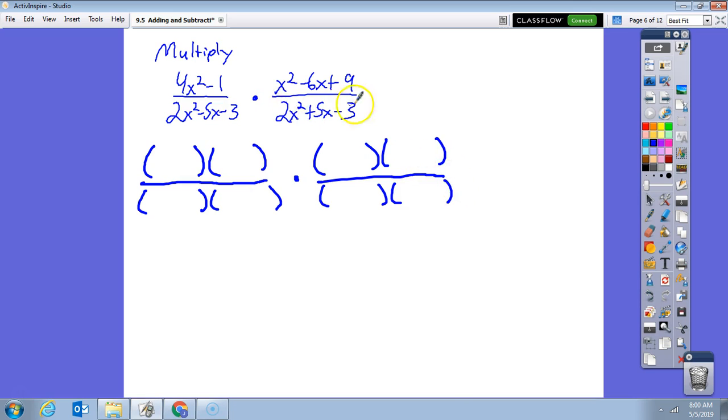So on this one, we'll start with the easy one over here. X squared minus 6x plus 9 splits up into x and x, minus and minus because it's a positive 9, but there's a negative 6 in the middle. And 3 times 3 will give me the 9 and the 6 in the middle. Then we have this one over here, 4x squared minus 1. Notice that's a perfect square, and this is a perfect square, so it's going to be 2x plus 1 and 2x minus 1, because it's a difference of two perfect squares.